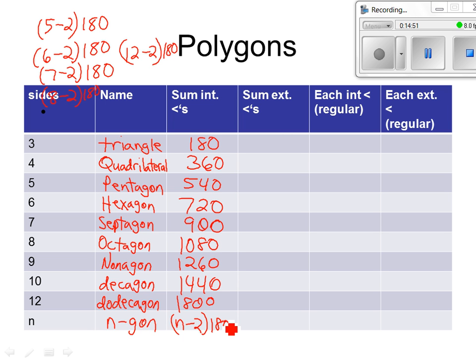Next one, this is hard. So, Shreese, just listen closely, because this will probably confuse you. The sum of the exterior angles.